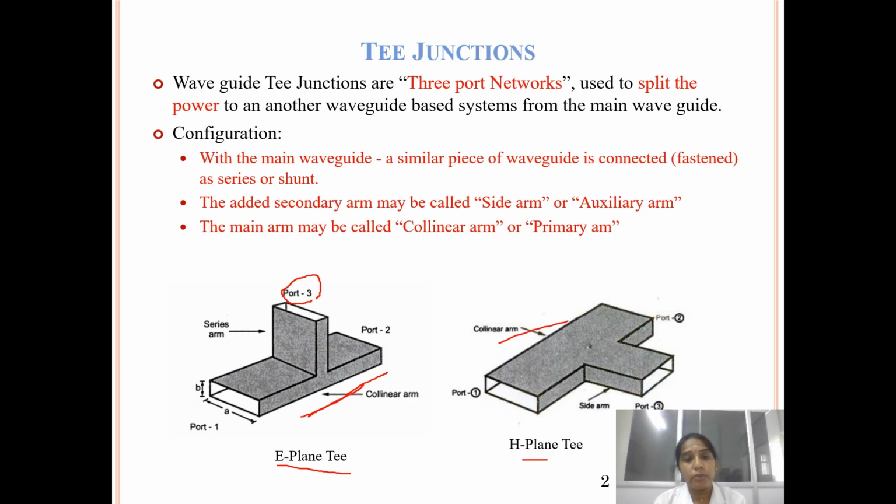So based on how we are connecting the side arm with the main arm, we can classify the T junctions into two types. One is the E-plane T and another one is the H-plane T. The name T junction arises from this. If you look at the figure, either E-plane T or H-plane T looks like the English letter T. That's why these are commonly called T junctions. And today our focus will be only on the E-plane T.